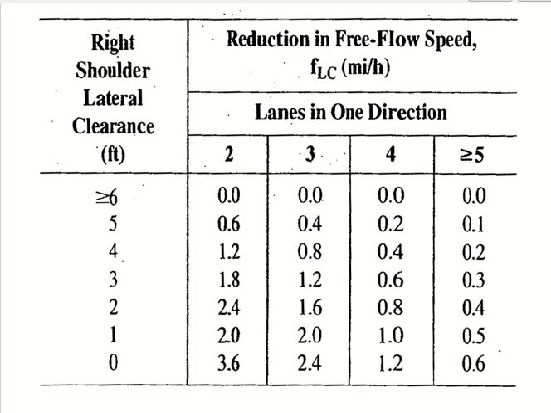There are 4 lanes on the highway. How many in each direction? This is what I said. 2 lanes in each direction, the factor. Okay, so the factor is 3.6. Okay, how much is the free flow speed? 52.6. Huh? 52.6, 52.7. Okay, so free flow speed is done.